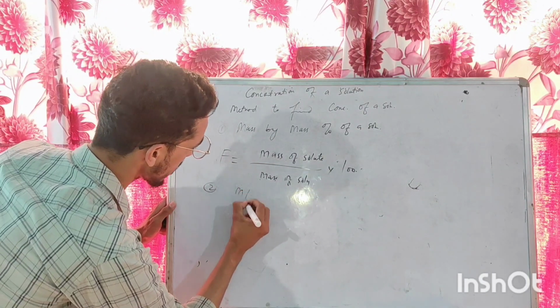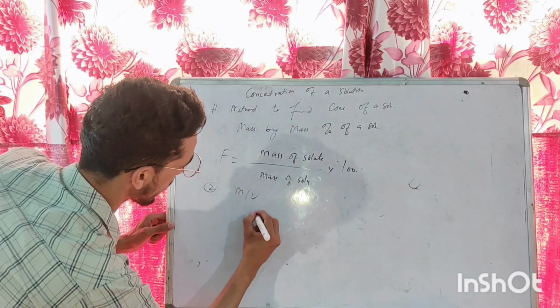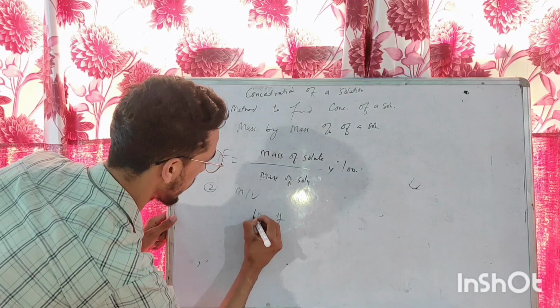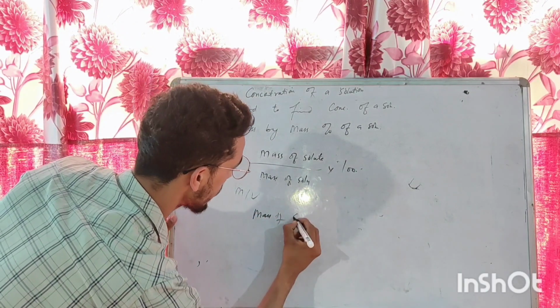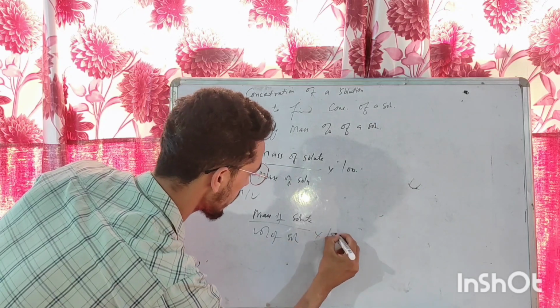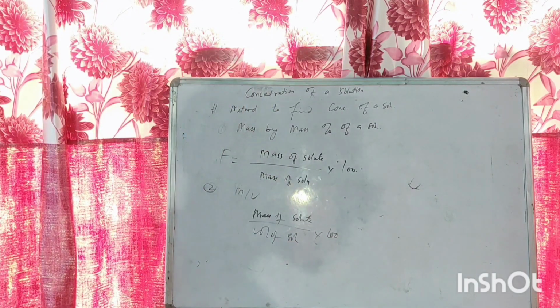The second one is mass by volume. Similarly, it is mass of solute divided by volume of solution, multiplied by 100. And similarly for the third relation we can use the same approach.